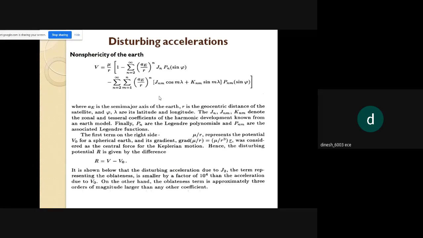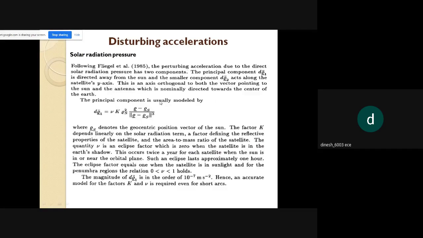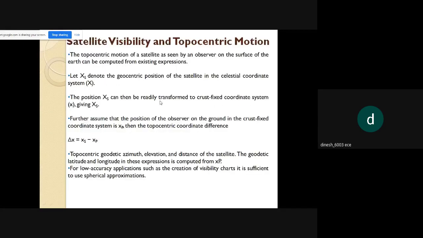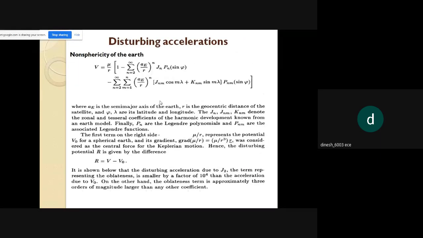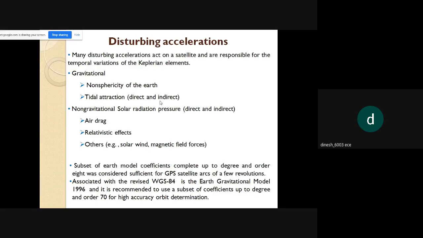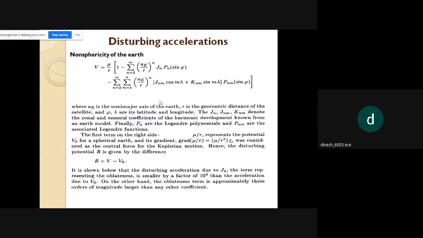There are four effects obtained due to these disturbing accelerations. First, we'll see the non-sphericity of the Earth. It is determined by V equals mu by R, times 1 minus the summation for n equals 2 to infinity of (AE divided by R) to the power n, Jn, Pn, into sine theta.